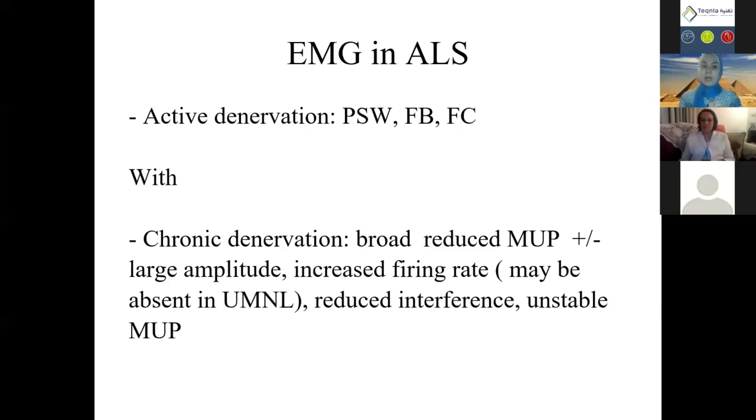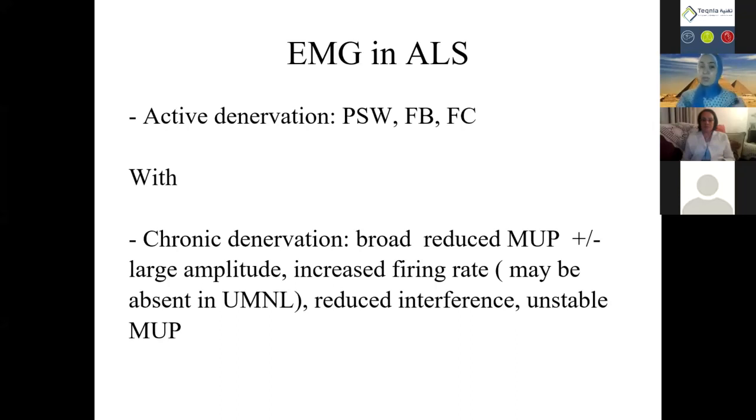And on activation, I would find broad, reduced motor unit potentials. It could be large amplitude if I have a decent re-innervation. I expect to find increased firing rate, although this could be absent because the patient also has an upper motor neuron lesion, reduced interference, or unstable motor unit potentials.